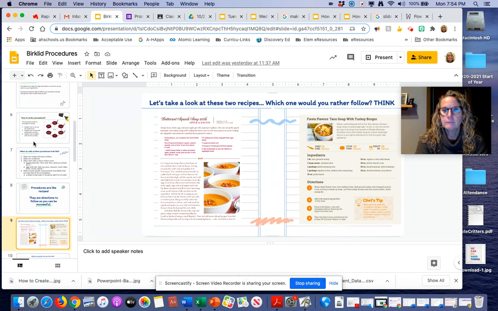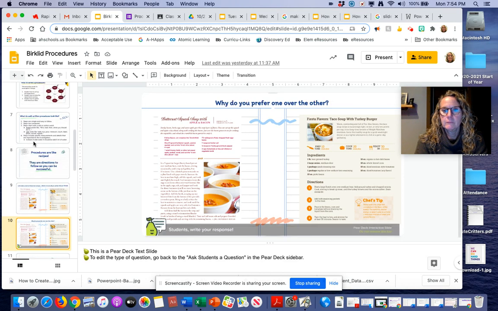Think about it. Now, why do you prefer one over the other? So in your Pear Deck slide, you guys don't have to do this if you're just watching it, if you missed class today. But think about, what are the reasons that you prefer the one over the other?